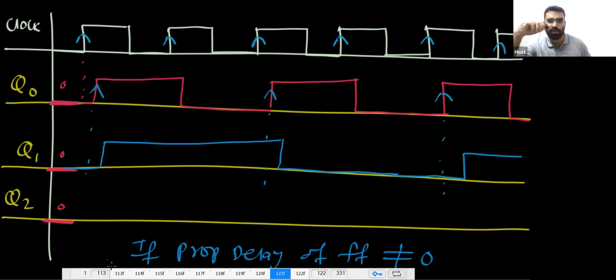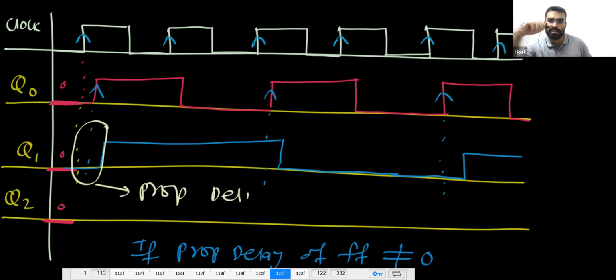Okay, now you tell me what will happen. In this situation, tell me what is the propagation delay from the clock point of view. From the clock, how far are you? That is the propagation delay.